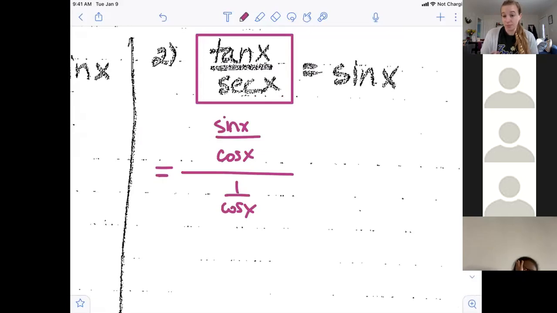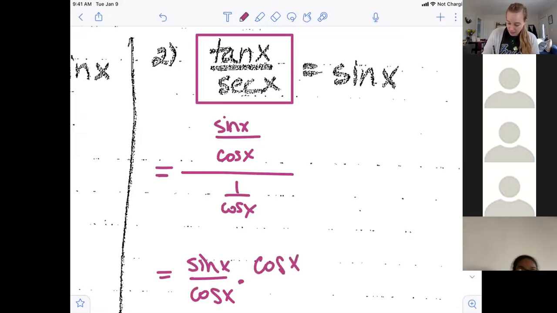Now I've simplified it to be in terms of sine and cosine, but it's still an ugly fraction over a fraction. So let's simplify that. That becomes sine x over cos x times the reciprocal of the denominator, which is going to be cos x over 1.